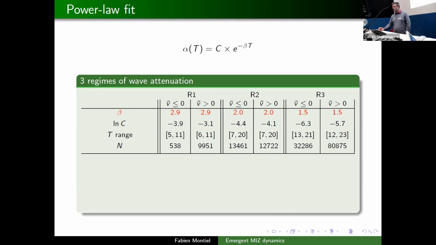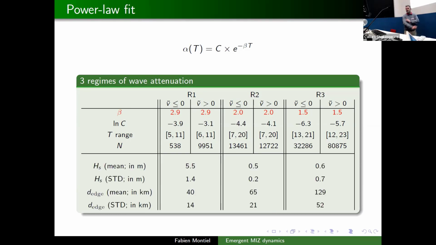And if you think about what these regimes actually correspond to, we also looked at other metrics here, like the significant wave height and the distance to the ice edge in these three regimes. We find that regime 1 corresponds to a region close to the ice edge, where there was a lot of wave activity, very large waves, while regime 2 and regime 3 are deeper into the ice cover, with regime 3 being much deeper, with low wave activity.